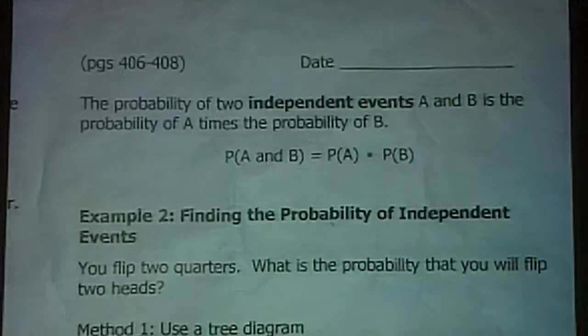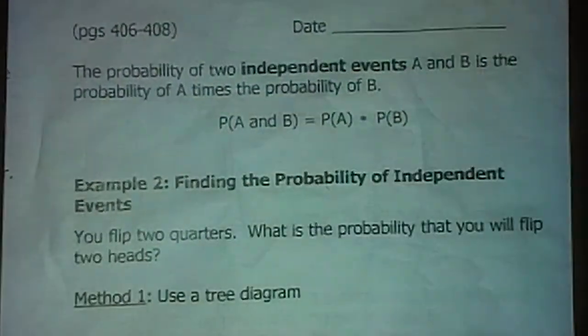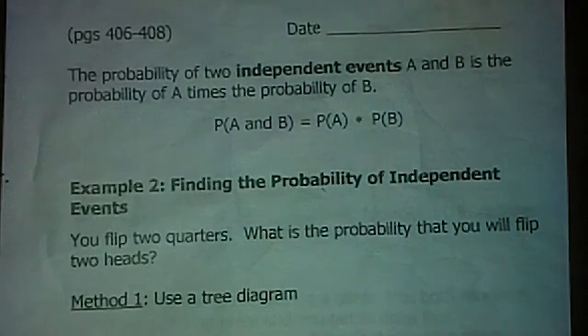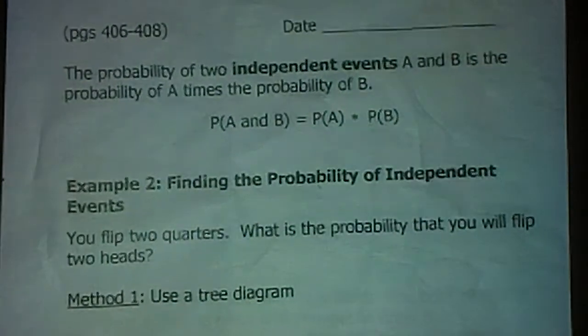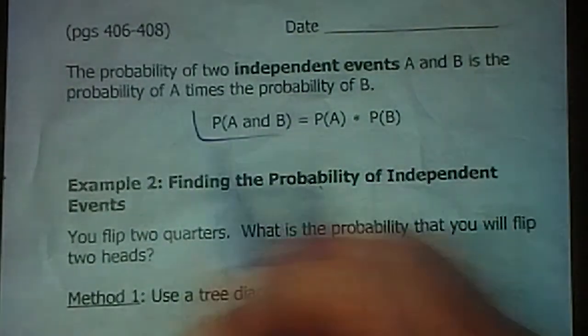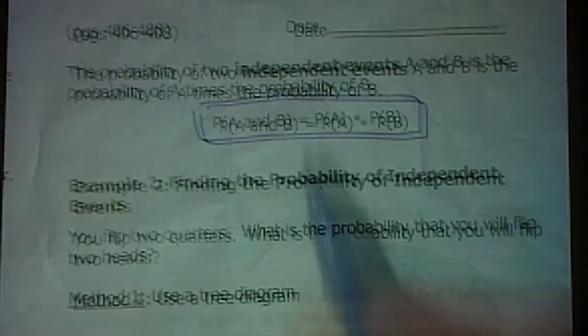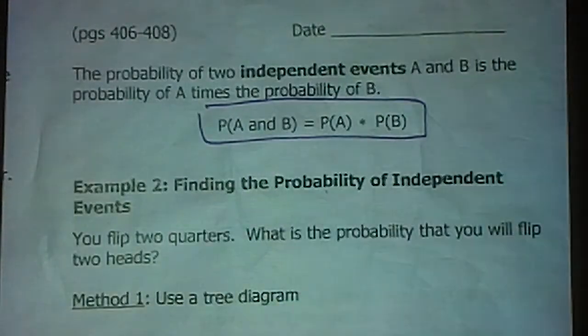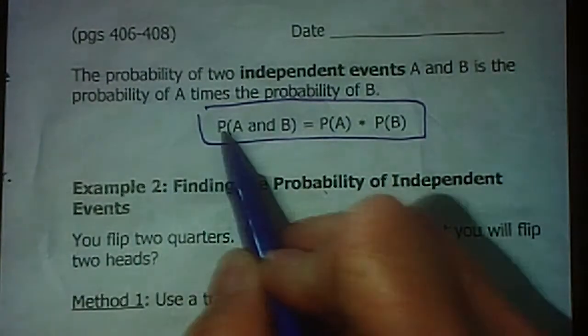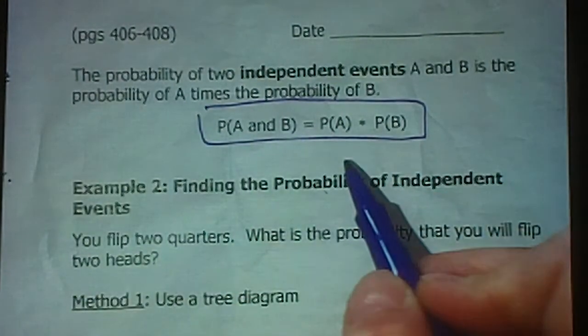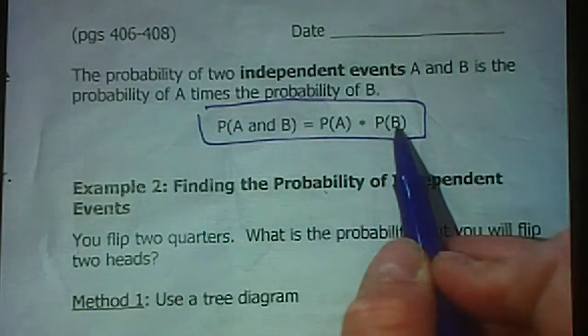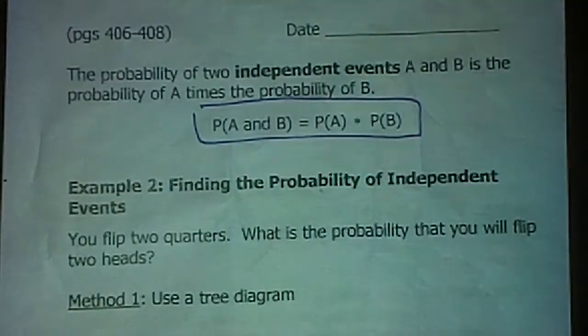All right. The probability of 2 independent events, A and B, is the probability of A times the probability of B. And this is the fun, mathy way of saying it. So if you have 2 independent events, meaning they don't affect one another at all, this is what you can use to figure out the likelihood of something happening. So the probability of these 2 events is equal to the probability of the first times the probability of the second. There's actually 2 ways to figure this out.